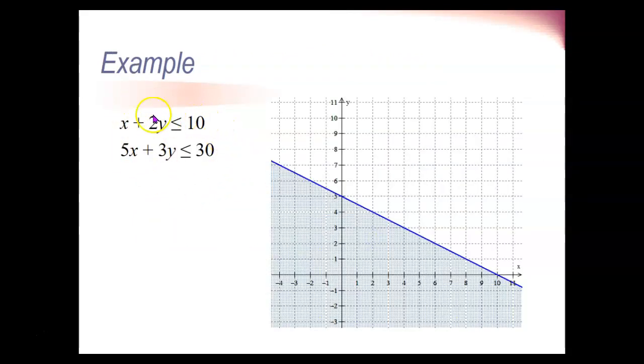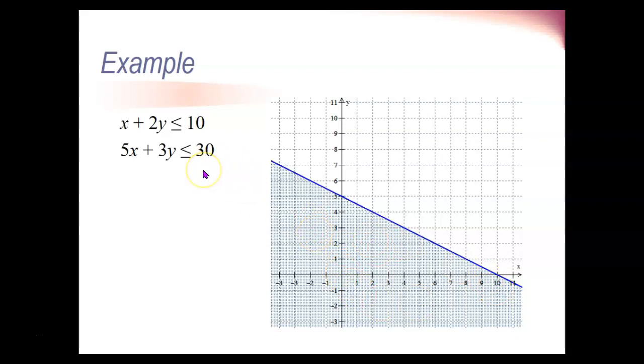So here's an example of a system of two inequalities. x plus 2y is less than or equal to 10, and 5x plus 3y is less than or equal to 30. What I'm showing now is where x plus 2y is less than or equal to 10. The solid blue line would be the graph of the equation where x plus 2y is equal to 10, and then everything on this side of the line, including (0, 0), would be where x plus 2y is less than or equal to 10.